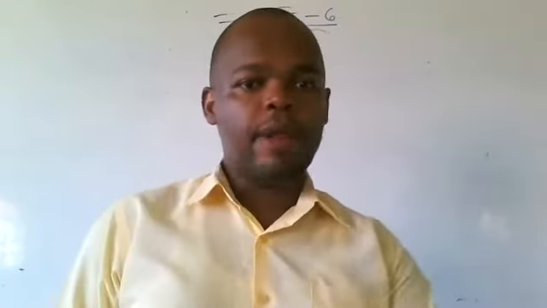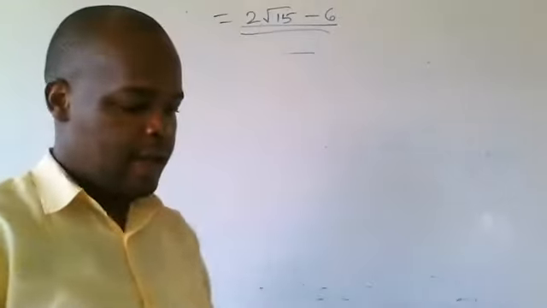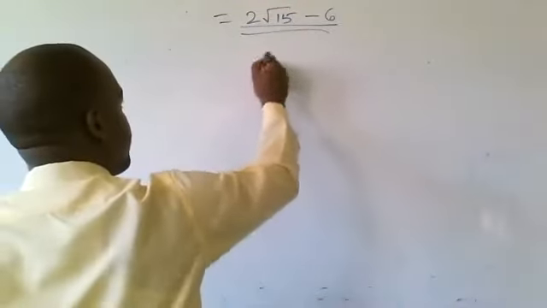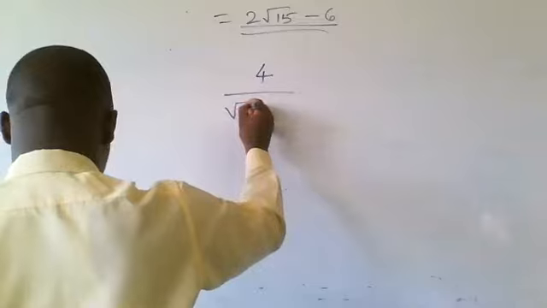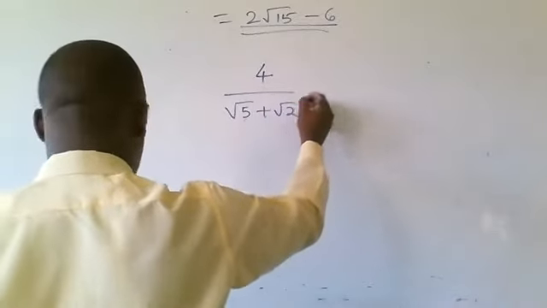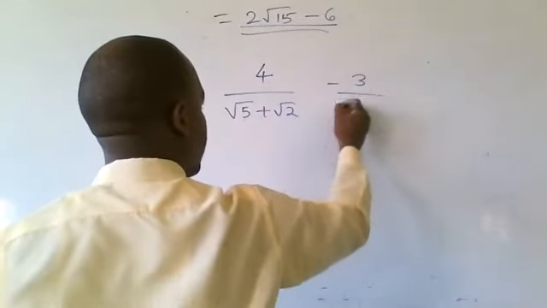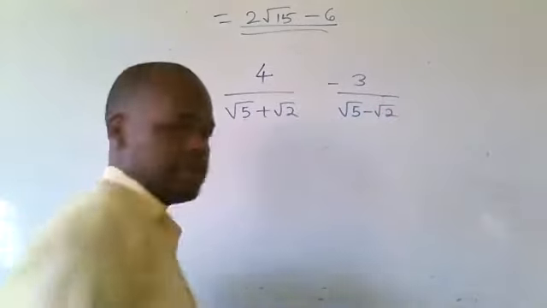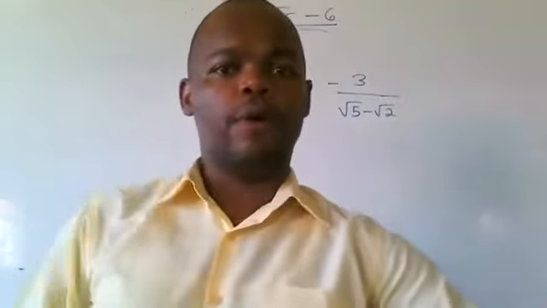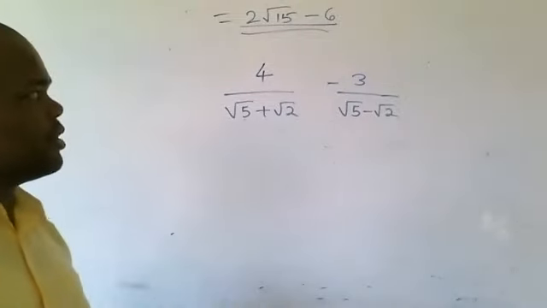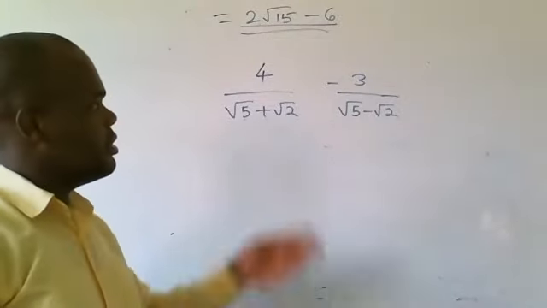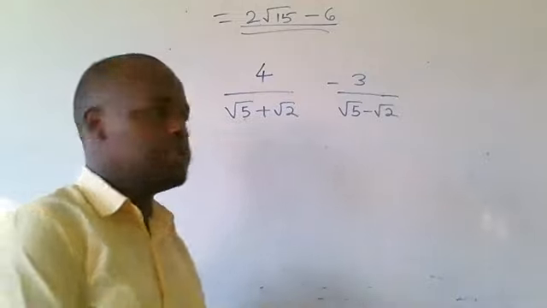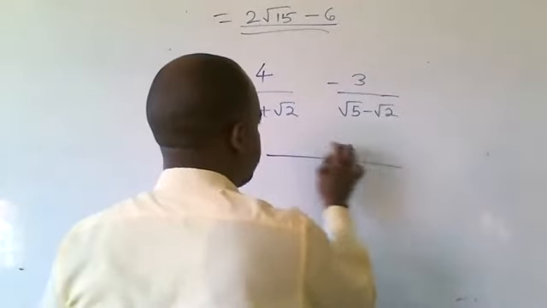Another one. So simplify 4 over square root of 5 plus square root of 2, minus 3 over square root of 5 minus square root of 2. Again, we call for keenness when you are doing this question. You can see that these denominators are actually conjugates of each other. So what do we do? We simply multiply the 2.